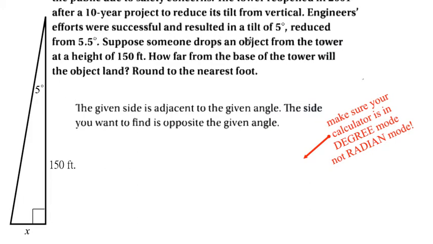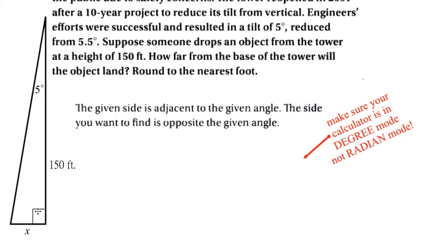So suppose somebody drops an object from the tower up here at the top of this triangle, and this is at a height of 150 feet from the ground. How far from the base, down here x, how far from the base of the tower will the object land? Okay, and we know that this angle is 5 degrees. We know the height here is 150 feet. We want to know this length right here.